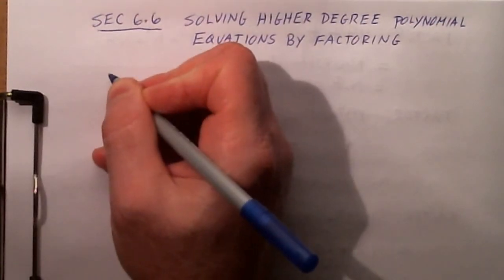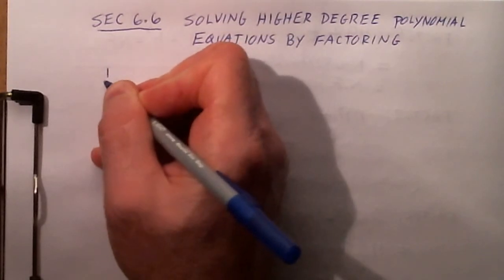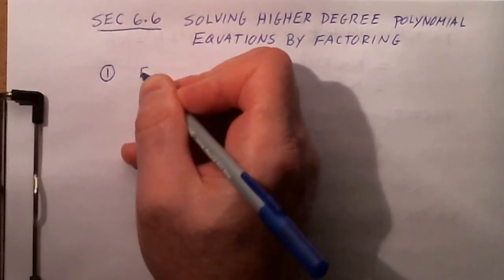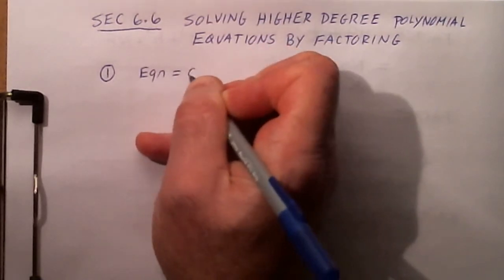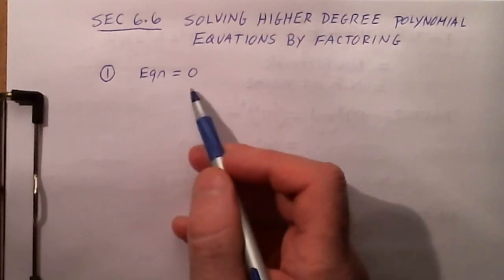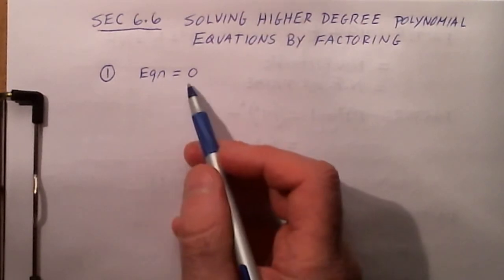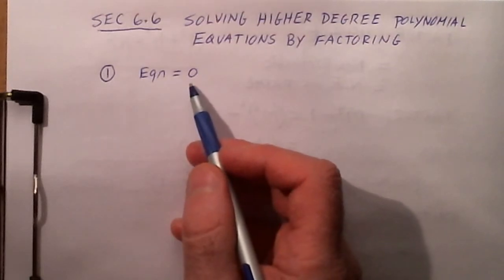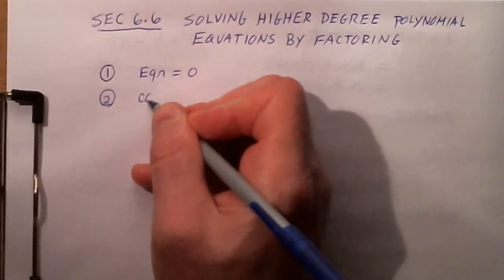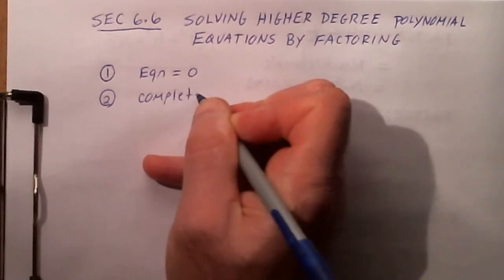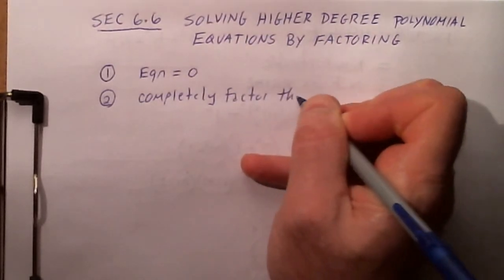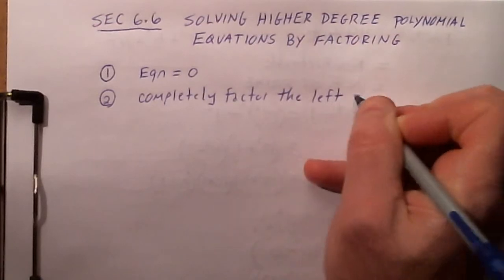In general, the first step you want to utilize when solving these higher degree polynomial equations is you want to first of all get the equation set equal to 0. If the equation is not set equal to 0, you're going to have to do some algebra on it to get it set equal to 0. So that's the first requirement, is our equation must always be zeroed out or set equal to 0. Once we set our equation equal to 0, we need to completely factor the left side of our equation.